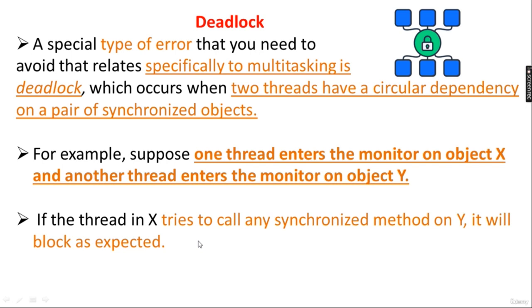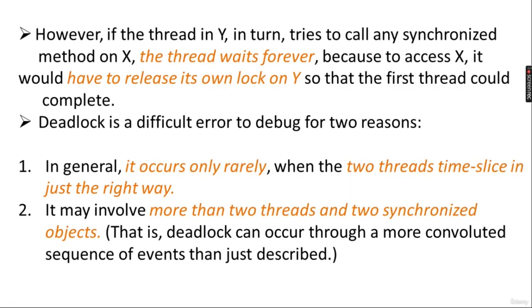So there are two threads and two monitors. One thread enters the monitor on object X and another thread enters the monitor on object Y. If X tries to call any synchronized method in Y, it will block as expected. If the thread in Y in turn tries to call any synchronized method on X, the thread waits forever, because X is waiting for Y and Y is waiting for X. To access X, it would have to release its own lock on Y, so that the first thread could complete.